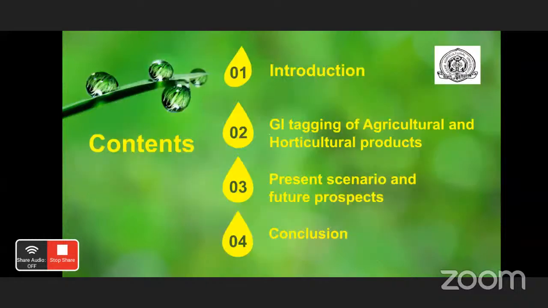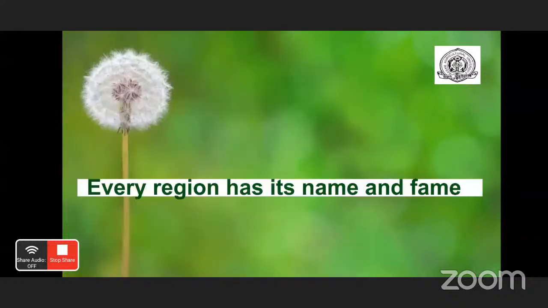Today we will discuss the introduction. Then we will discuss what is geographical indication, when the act was enacted. Then we will discuss the GI tagging of agricultural and horticultural products, the present and future prospects. Then the conclusion.